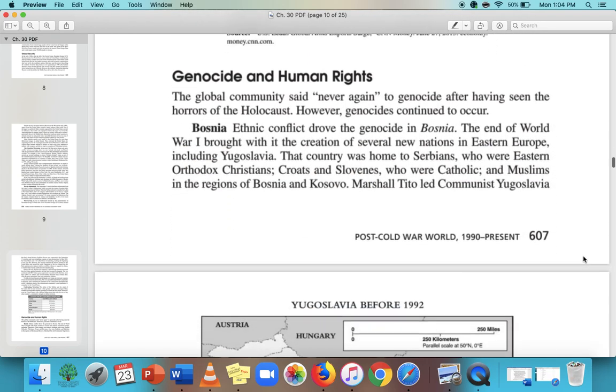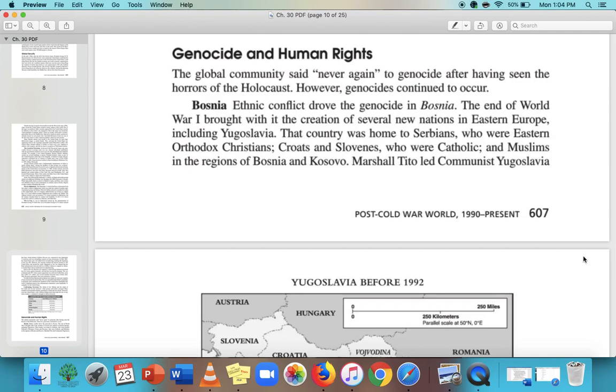Okay, this next section on genocide and human rights. Just got a couple pages to go through today. The global community said never again to genocide after having seen the horrors of the Holocaust. However, sadly, genocides did continue to occur. Remember, we talked about the killing fields with the Khmer Rouge, with Pol Pot in Cambodia in the 1970s, okay, where 2 million people were killed, about a third of the Cambodian population. So sadly, genocide has continued to happen now and then in human history.